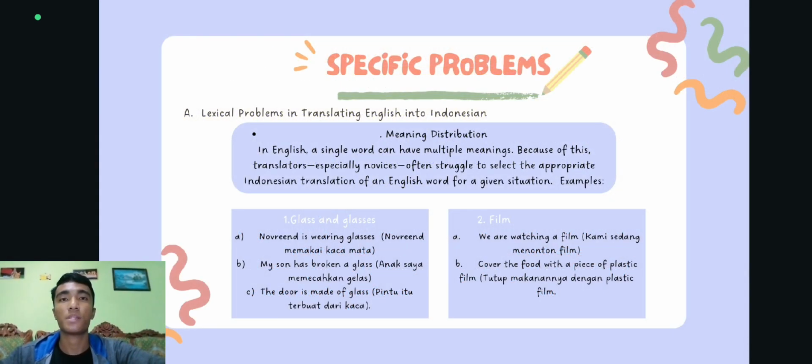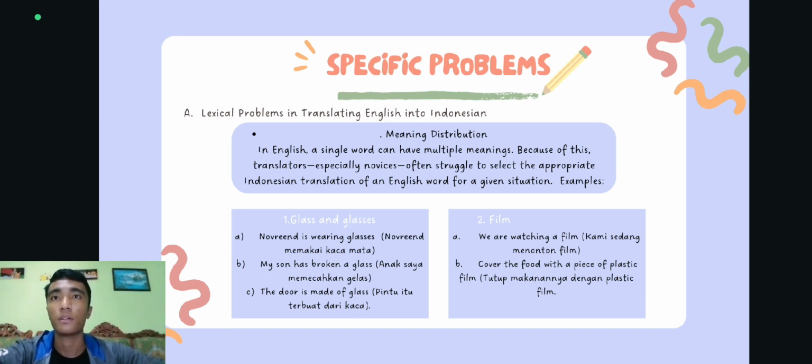Okay, now the specific problems. A. Lexical problems in translating English into Indonesian. In English, a single word can have multiple meanings. Because of this, translators, especially novices, often struggle to select the appropriate Indonesian translation of an English word for a given situation. Here are the examples for you guys.